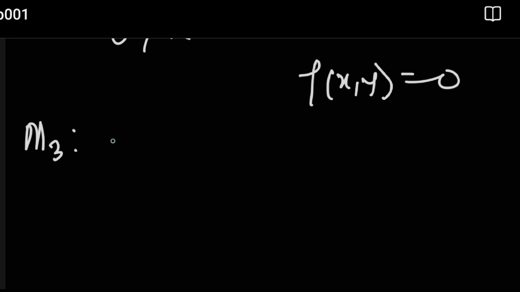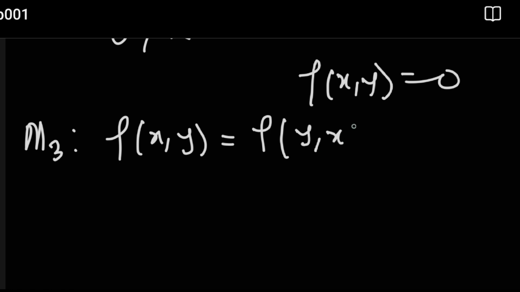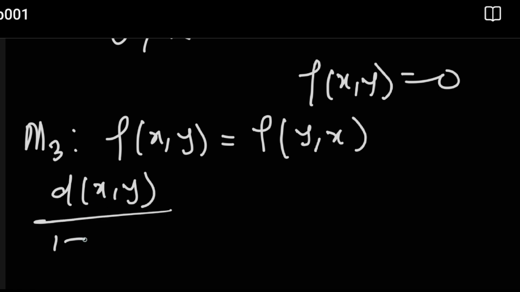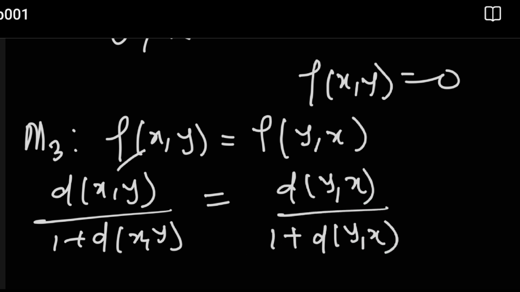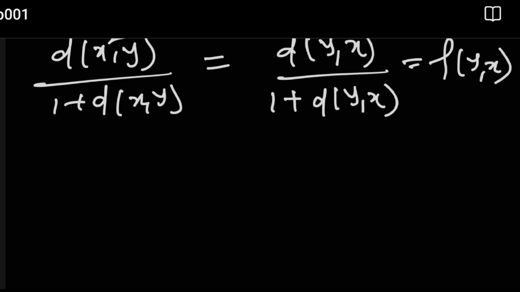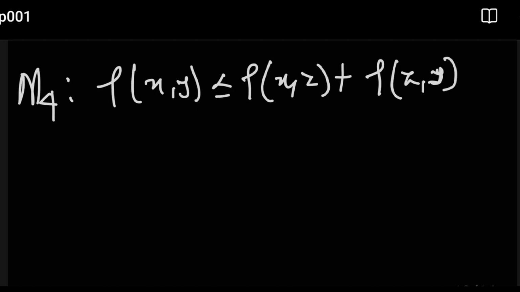Then axiom 3 says the distance from x to y is equal to the distance from y to x. And what is rho of x to y, which is d(x,y) over 1 plus d(x,y). This is trivial, because since d is a metric, d(x,y) is the same thing as d(y,x), and so this is rho of xy, and this is rho of yx, which are equal. Now the fourth axiom.